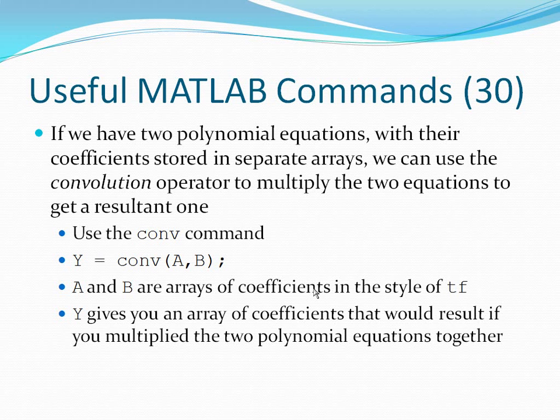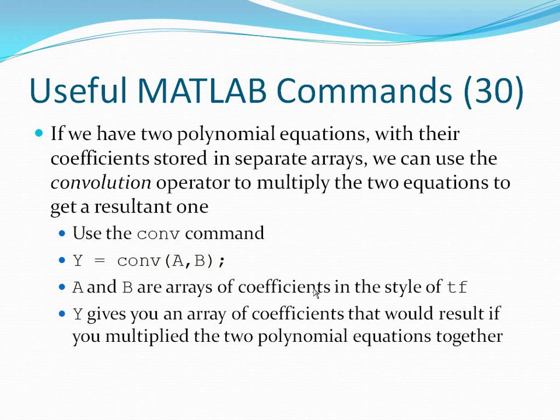So when you use the conv command, you specify two arrays of coefficients, in the same style as TF, and the convolution command will give you the coefficients of the result when you multiply the two polynomials together. And this is what it would look like as an example.